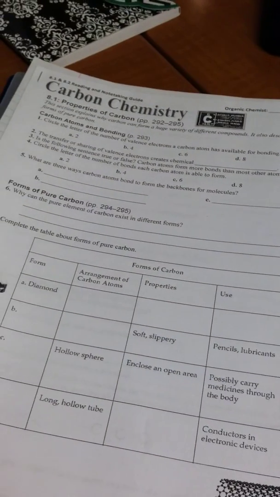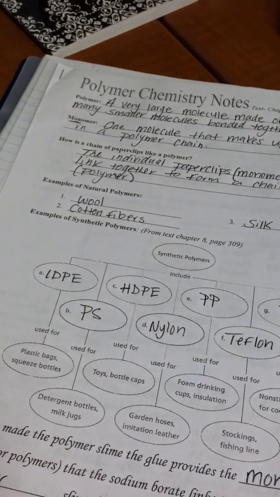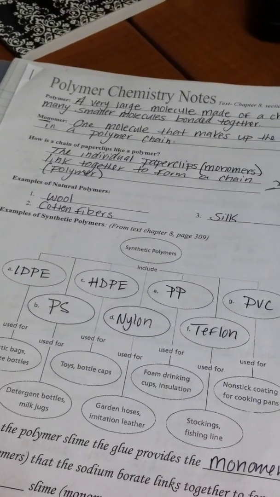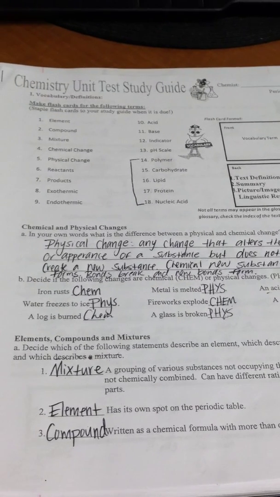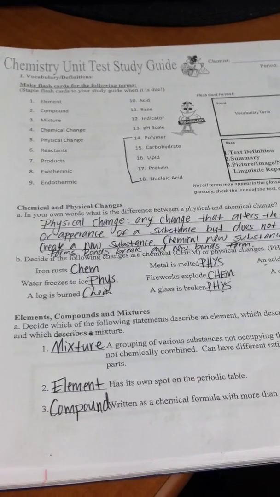Page 31 is your carbon chemistry packet, and 32, your polymer macromolecules notes. On 33 is the polymer chemistry notes that we did in class together, and on page 34 is your study guide. If you're missing any of these things, please check our daily agendas to print out the attachments or come in the morning to grab them.